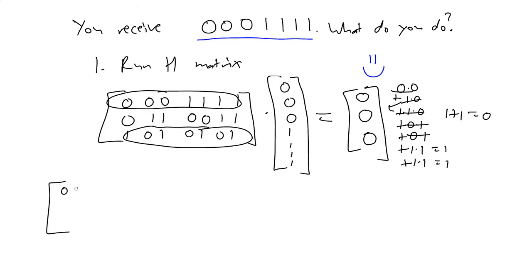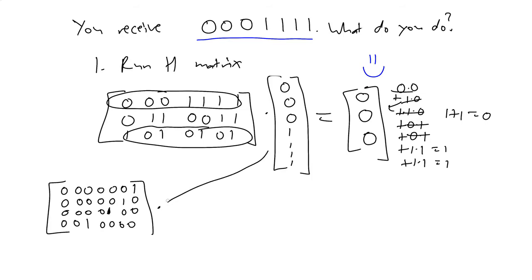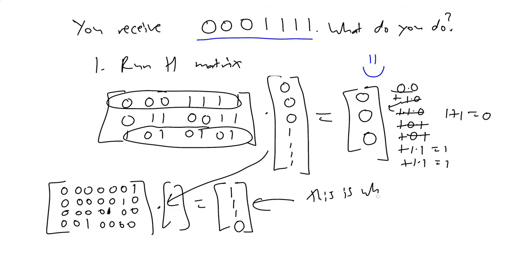And our R matrix, you'll remember, is 0, 0, 0, 0, 0, 0, 1, 0, 0, 0, 0, 0, 1, 0, 0, 0, 0, 0, 1, 0, 0, and 0, 0, 1, 0, 0, 0, 0. If we run that times that vector right there, we're going to get out a 1 and a 1 and a 1 and a 0. So that tells us that this is what the sender sent.